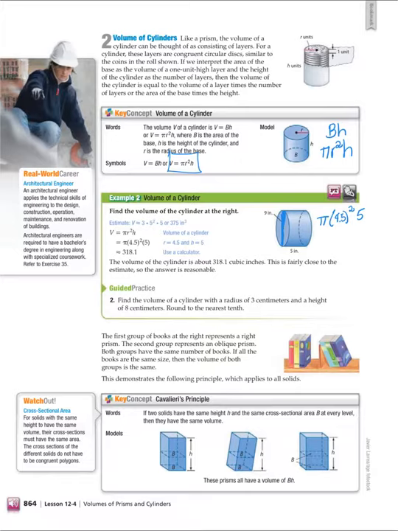And again, it's in cubic measure. It's in cubic measure because we are looking at, my goodness, we're looking at volume. Okay?